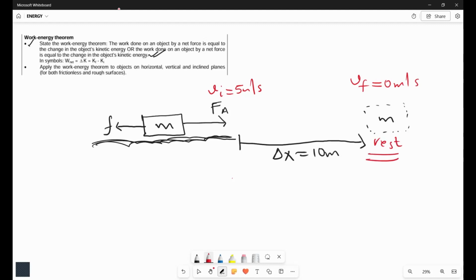Remember, this is a keyword. When something is at rest, its velocity, irrespective of whether it is initial or final, is 0. Then the initial and final, you are the one who will assign that.